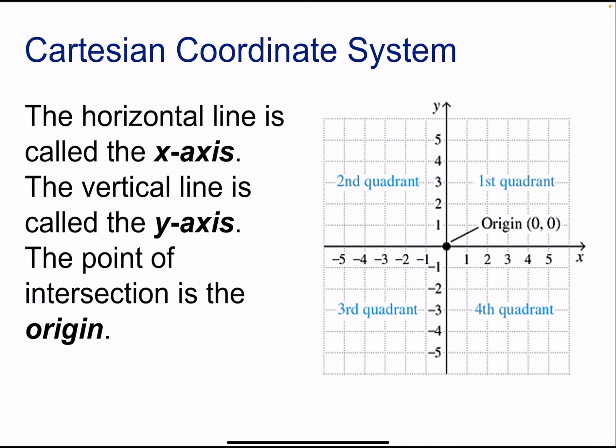All right, Cartesian coordinate system. This should not be strange to you. So you have a horizontal line, typically called the x-axis, and also you have a vertical line, typically denoted by y, and that's your y-axis. And then the intersection of the x-axis and y-axis is called the origin.